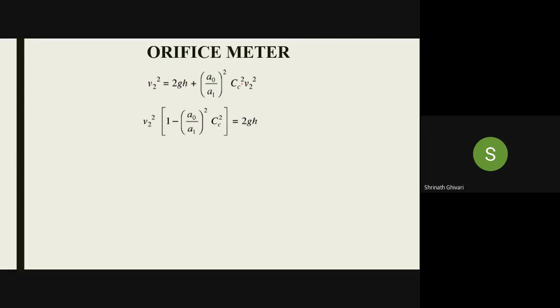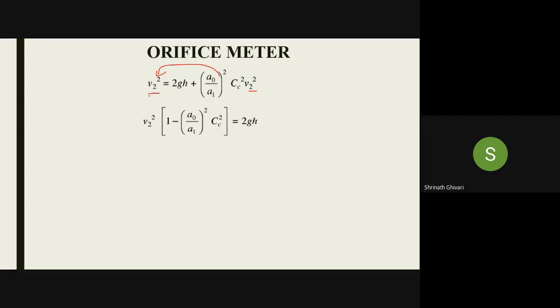V2 square is there here also. Here also V2 square is there. I can take it common. So what I'll do, I'll shift this here. So it will be 1 minus, when it comes this side, it will be V2 square minus A0 by A1 whole square, Cc square, V2 square.